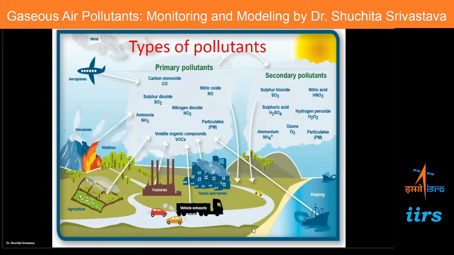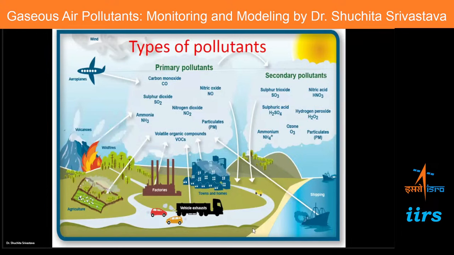Primary pollutants are those pollutants which are directly emitted into our atmosphere from natural as well as anthropogenic activities like volcanic eruption, wildfire, crop residue burning, factory emission, vehicle exhaust, town and home emission, shipping emission or aeroplane emission. Some examples are shown here: carbon monoxide, sulfur dioxide, nitrogen dioxide, nitric oxide, particulate matter, ammonia and volatile organic compounds are examples of primary pollutants.